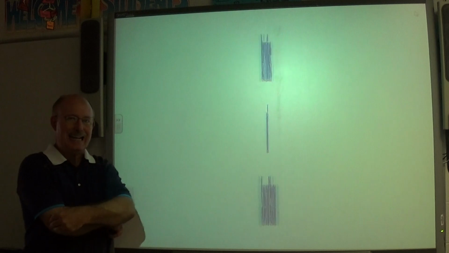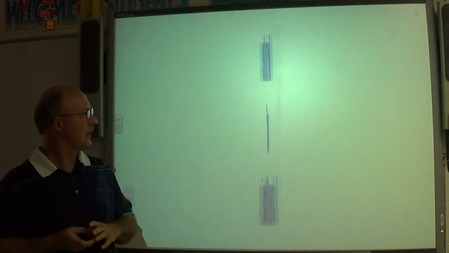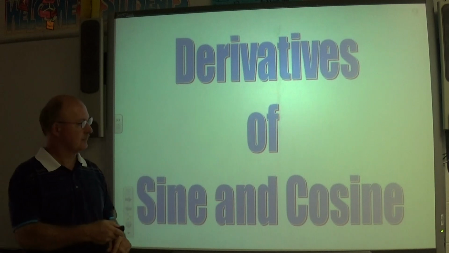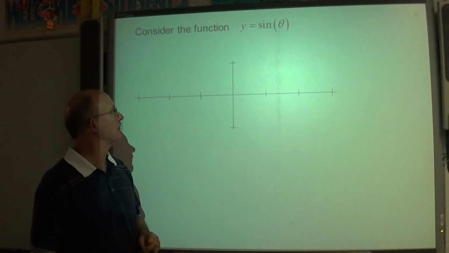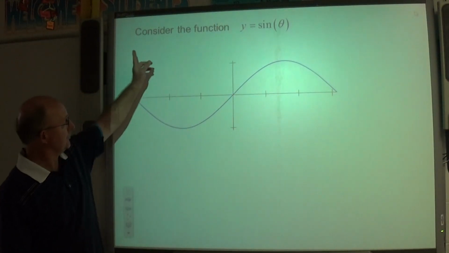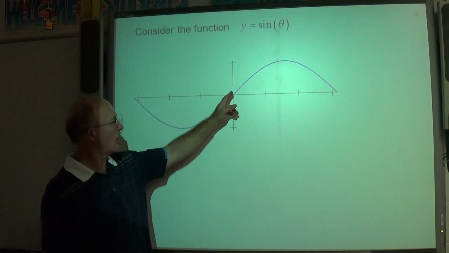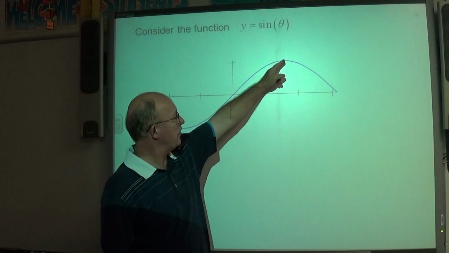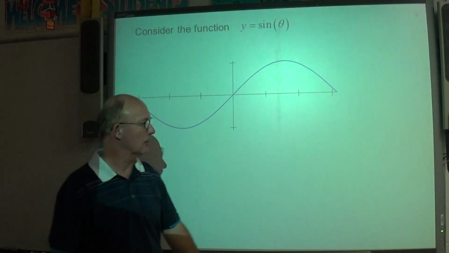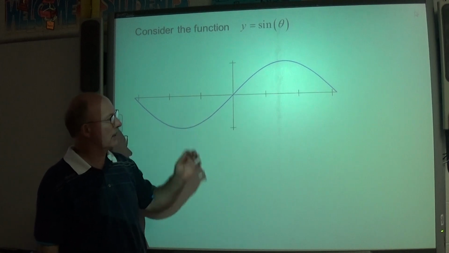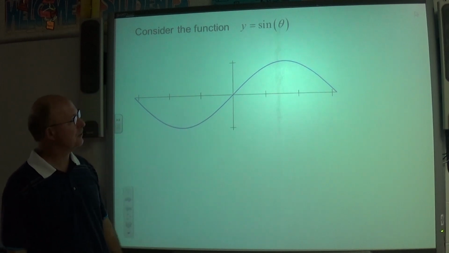Now let's take a look at the derivative of sine and cosine. Let's do sine first. Now consider the graph of the sine function. So this is the graph. Remember, it starts here at 0, 0, goes up to pi, over to 2 pi here. So this is the graph of the sine function.